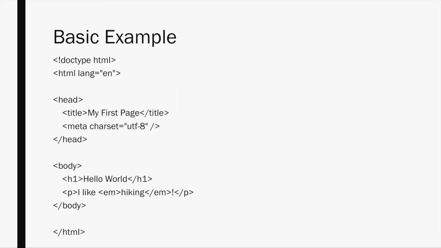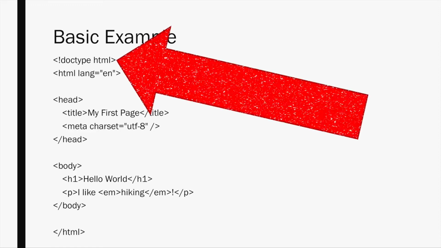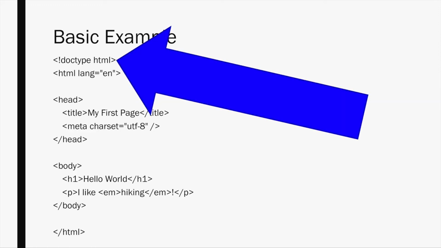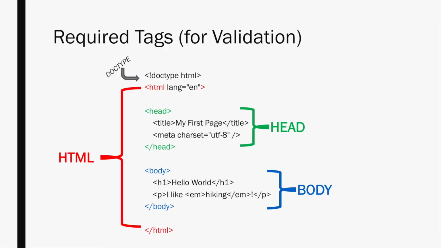So let's go back to this basic example really quick. You notice that the doc type is the very first line, and it should always be the very first line. Nothing before it, no spaces, no new lines, no anything before the doc type. The doc type should always be the first thing on your page, no matter what. Once you have that in, you can start coding the rest of your page.